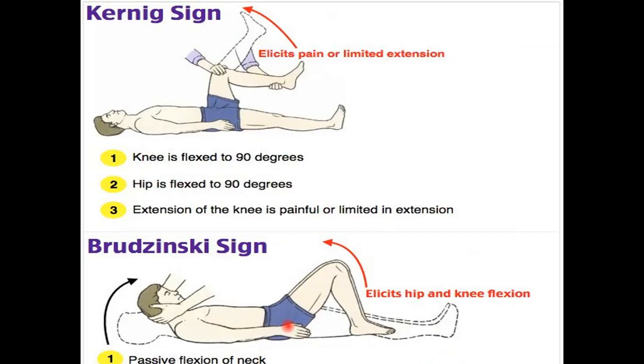Kernig sign examination is done by lying the patient flat on the bed, then the knee is flexed to 90 degrees, the hip is flexed to 90 degrees as well, then extension of the knee is painful or limited. فمن تحاول نسوي له extension نشوف elicit pain or limitation of extension. spasm يصير عندنا spasm معناته Kernig sign is positive وهذا meningeal irritation.